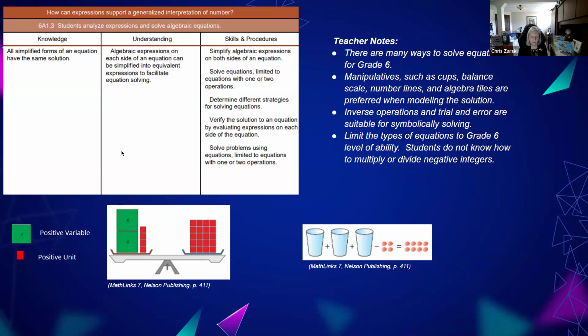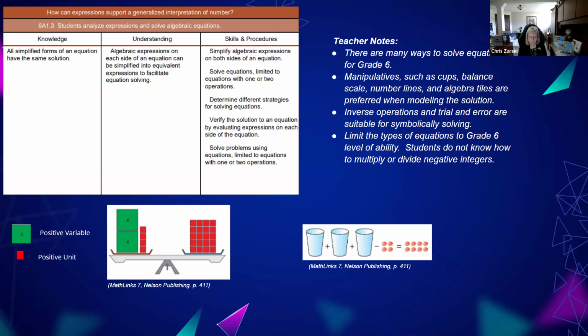So let's look at the part that we haven't done yet in grade 6 algebra. And that is, it says all simplified forms of an equation have the same solution. So whether I have 2x plus 3x plus 4 equals something, or I write it as 5x plus 4 equals the same number, those two are simplified, but they're both going to have the same answer. When I evaluate them, I will get the same answer on both sides as well.